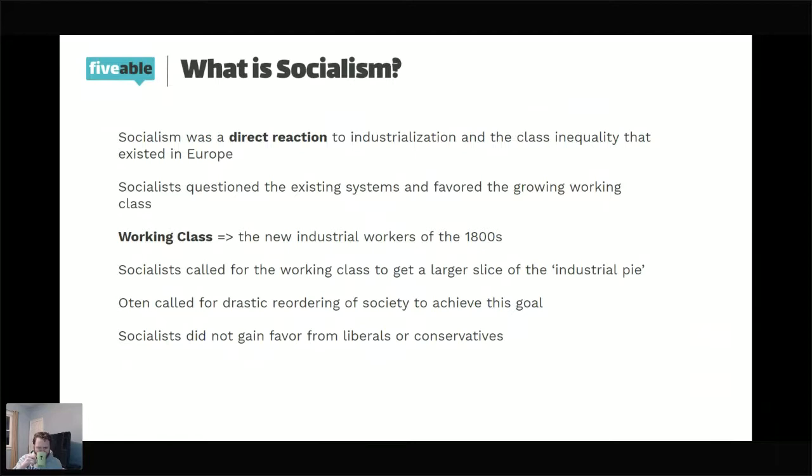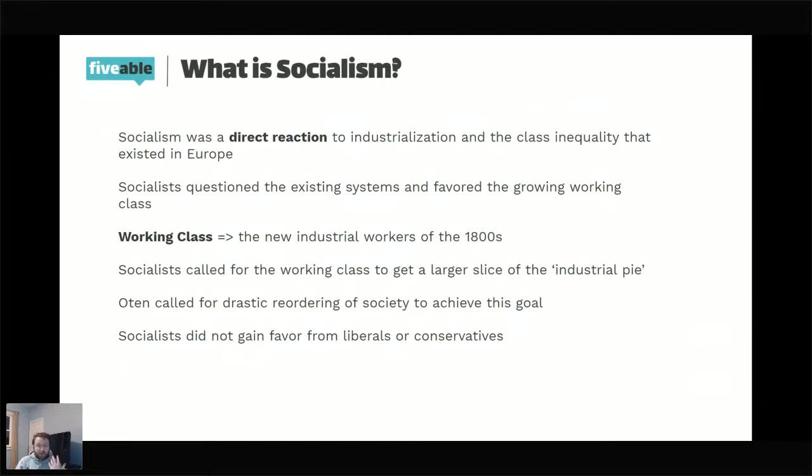One thing we have to remember is this is a time before labor laws. This is a time before unions. This is a time before the minimum wage. All right. And those are all things that are socialist ideas. Labor laws, minimum wage, unions. These are things that were implemented in large part because of socialism.